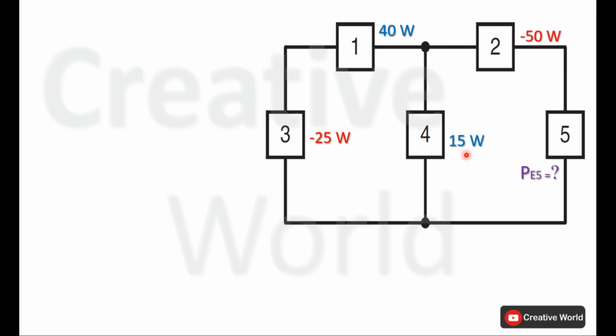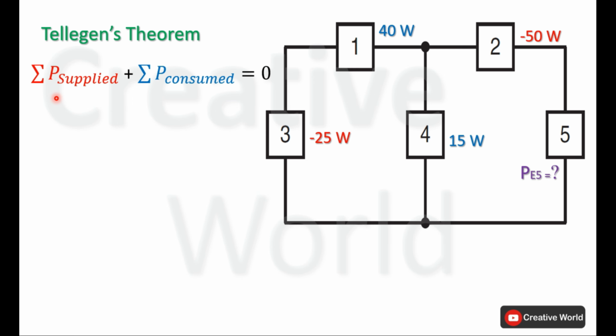So in order to find the power of element 5, we will use Tellegen's theorem. We know the basic equation of Tellegen's theorem is the summation of all supplied powers of a network plus the summation of all consumed powers of a network is always equal to 0. We have the supplied and consumed powers in this network, so we can place those powers in this equation. Here we have placed all the supplied and consumed powers in this equation.